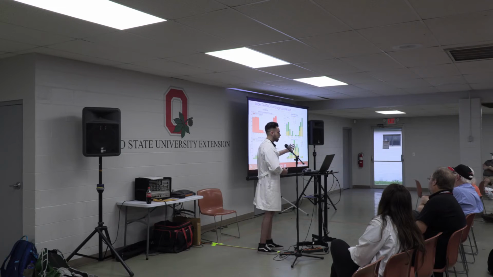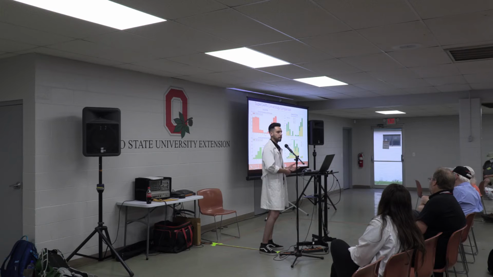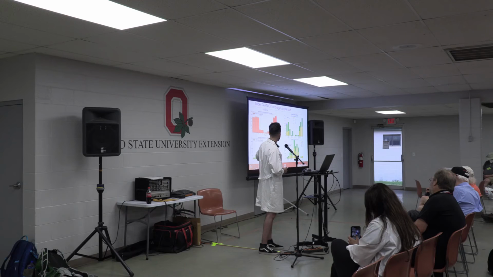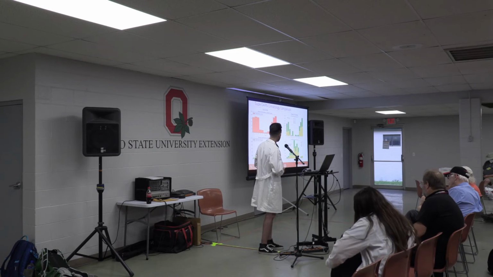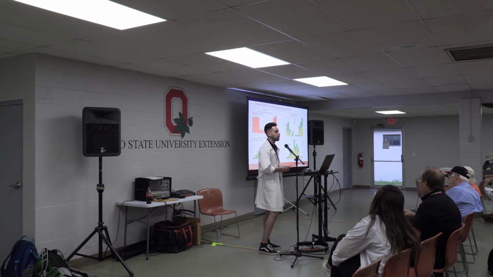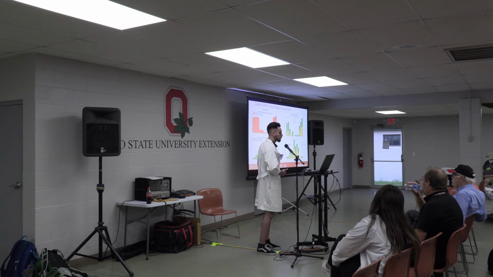And so the next thing I did, I compared this to a 2014 paper by Nathaniel Fursell, using SuperDARN data for MSTIDs, medium-scale traveling ionospheric disturbances, and found very similar patterns. He found that there was much more activity for TID events during the winter months as opposed to summer months, which is very similar to my results. An interesting thing is that SuperDARN has very limited summertime observation capabilities due to a lack of ground scatter, which is not a problem that we see in the ham radio plots.